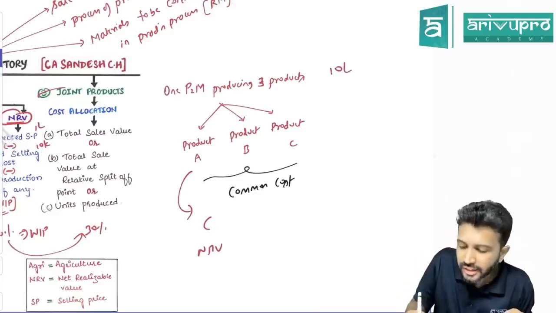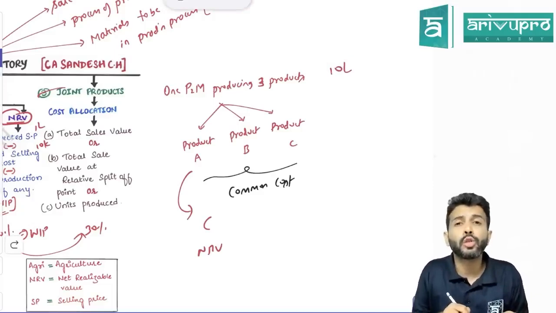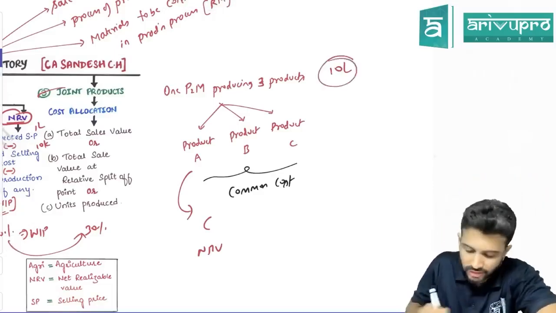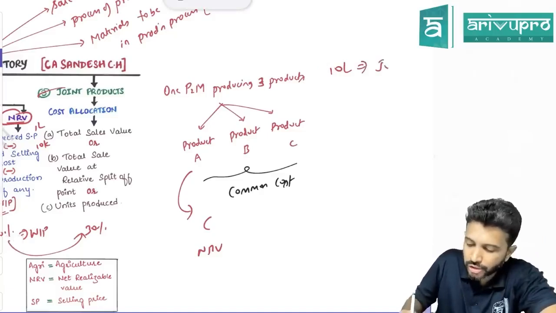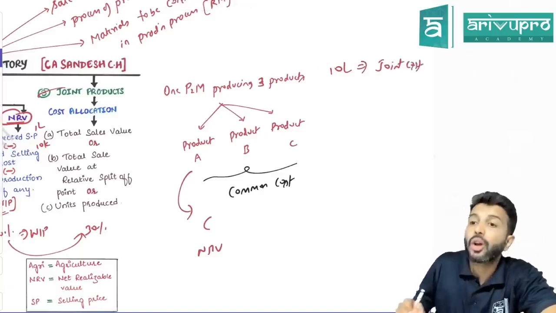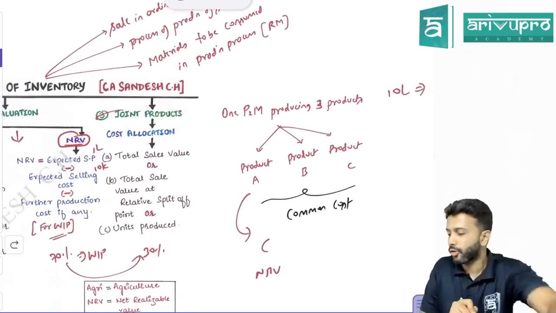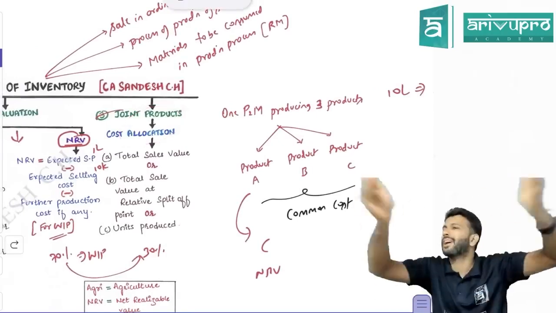Sir, you incurred, let's say 10 lakh rupees, not to produce one product, but to produce 3 products. So this 10 lakh rupees is what, sir? Is it related to one cost or is it a joint cost? Joint or a common cost? Alright. So that is what we mean by joint products. You're incurring common cost to produce multiple products.